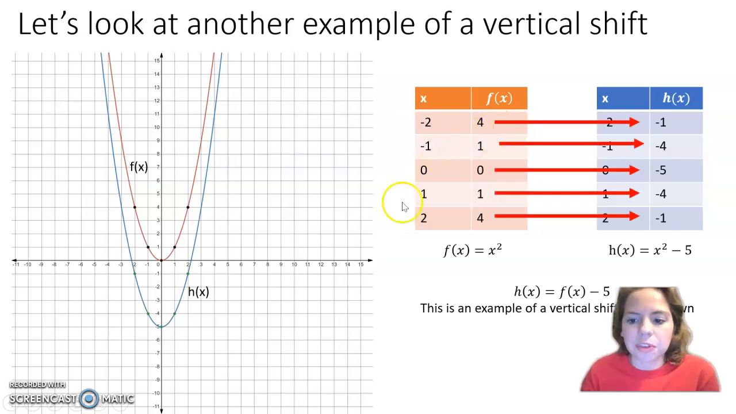If you look at some specific values, say the point negative 2, 4, it goes to negative 2, negative 1. Or the ordered pair negative 1, 1 goes to negative 1, negative 4. So the x values are staying the same, but the y values are decreasing by 5. We're still moving vertically, on the y-axis. The y values are being affected.